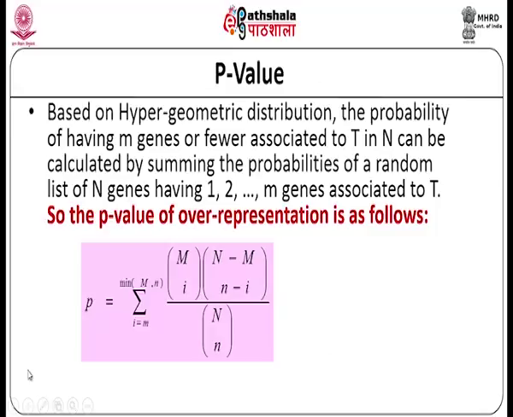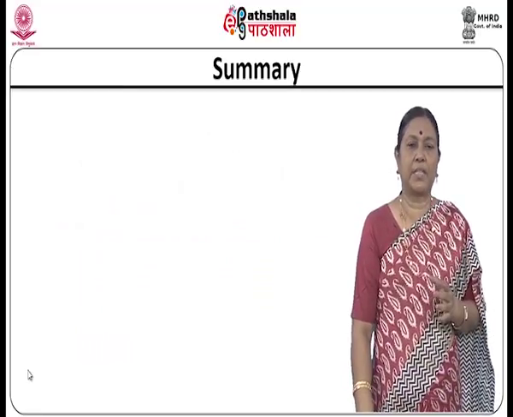So, based on the hypergeometric distribution, the probability of having m genes of U associated to T in n can be calculated by summing up the probabilities of random lists of n genes associated to T. So, the p-value of over-representation is given as follows. So, you should have a p-value less than or equal to 0.05. With that, we will talk about what we have discussed in this class.